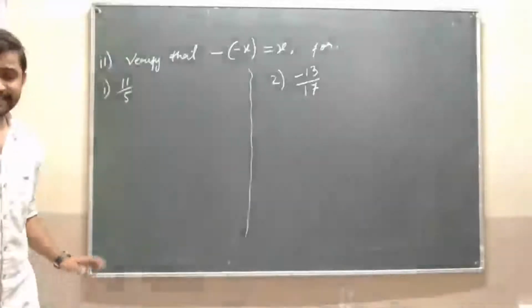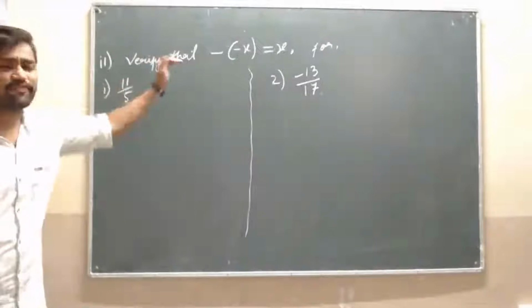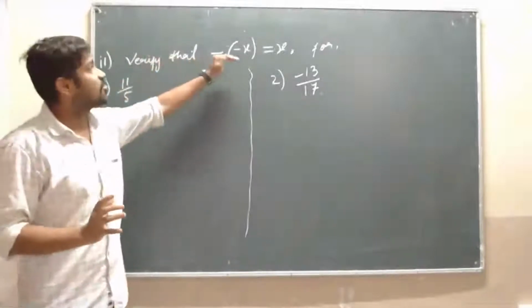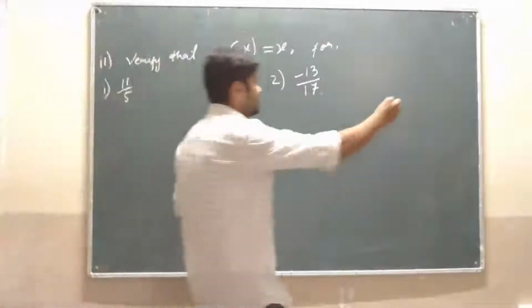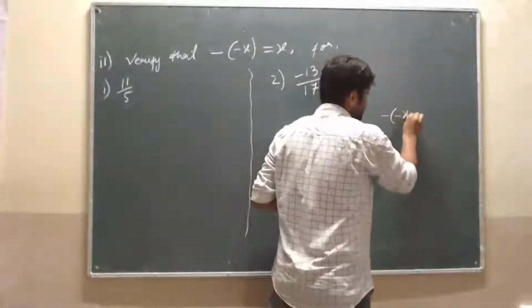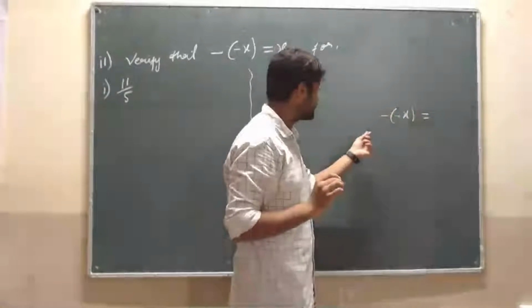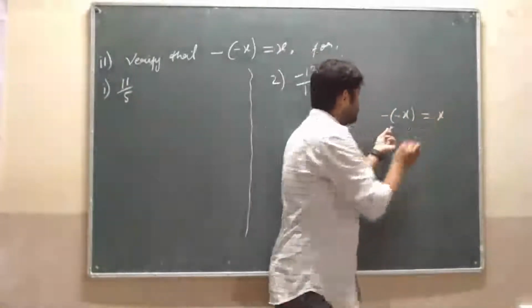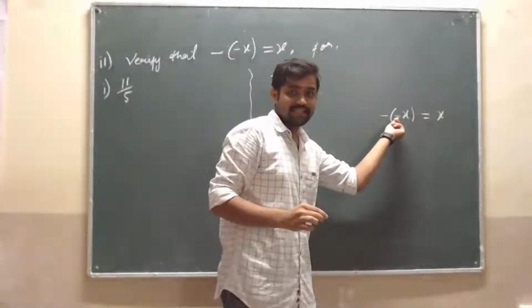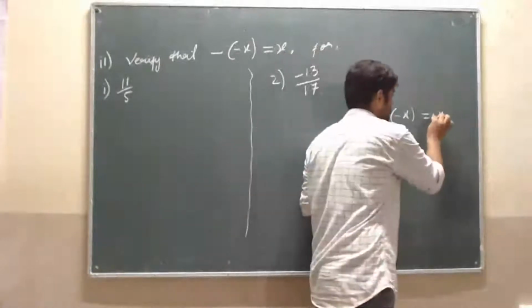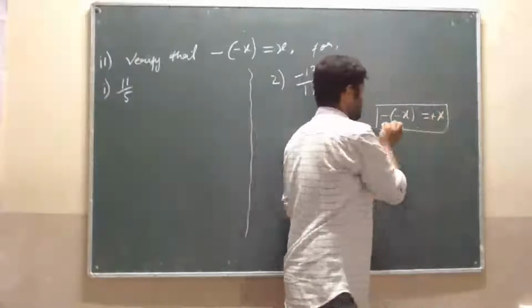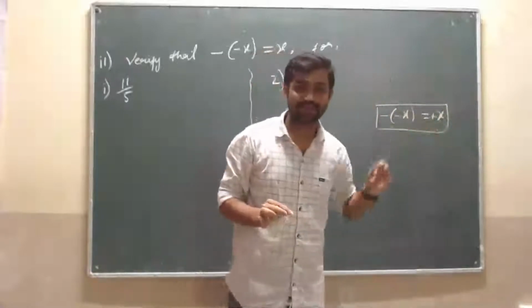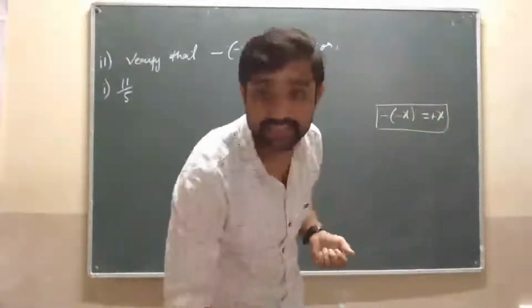What we have to do? Simple, we have to verify whether minus of minus x is equal to x or not. See here, x. Minus into minus, we will get plus. X will be x. Then it is equal. Minus of minus x is equal to x. We can say that, isn't it?